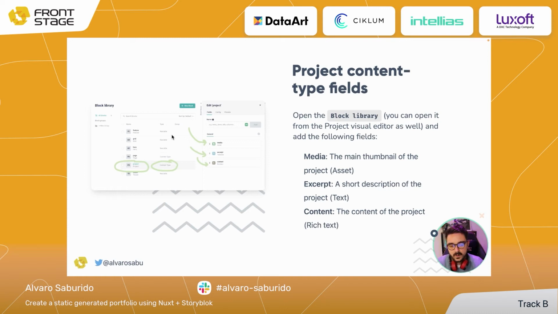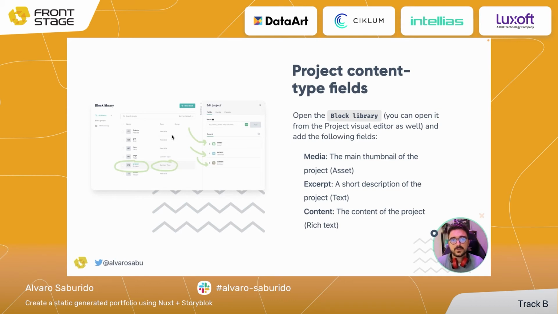And this will allow us to add fields to this project in a similar fashion to what we did with the hero component. So what does the project need? Well, we already have the name, so we don't need to add a new title. But we could add the media or the thumbnail that we want to present, as an asset. We are going to create an excerpt.